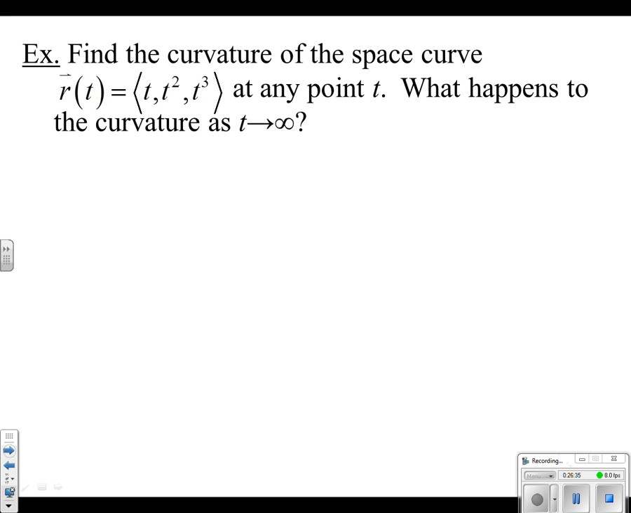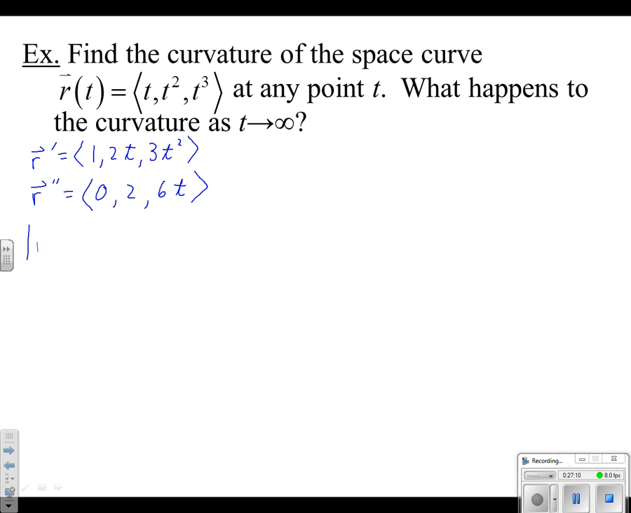All right, so just to see an example of this, find the curvature of the space curve r of t equals t, t squared, t cubed at any point t. What happens to the curvature as t goes to infinity? Okay, to use the formula, we need r prime. That would be 1, 2t, 3t squared. We need r double prime, which would be 0, 2, 6t.